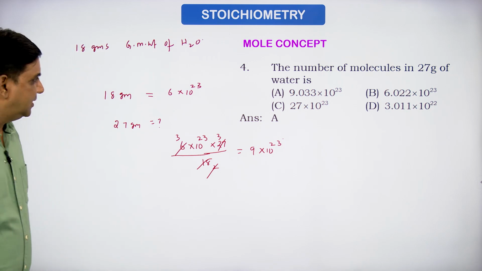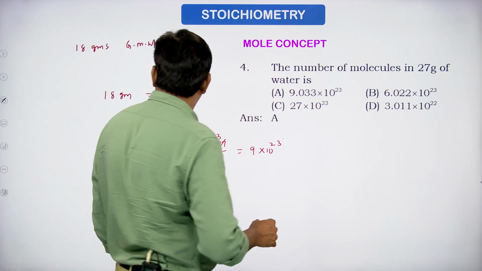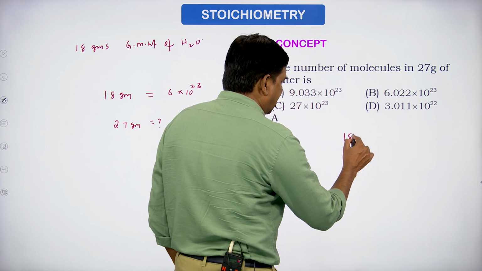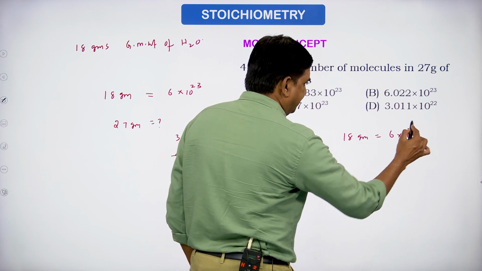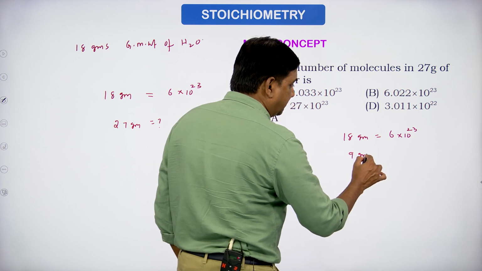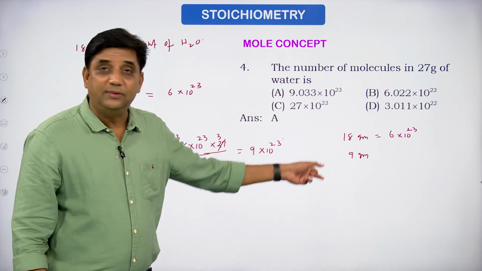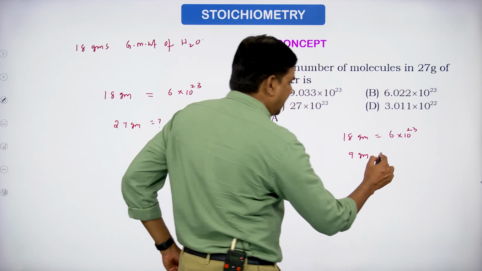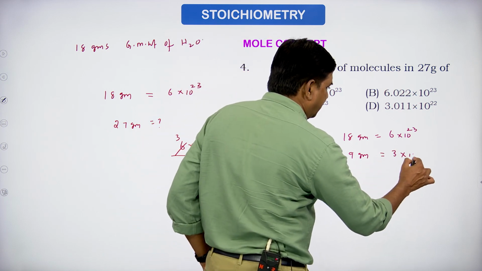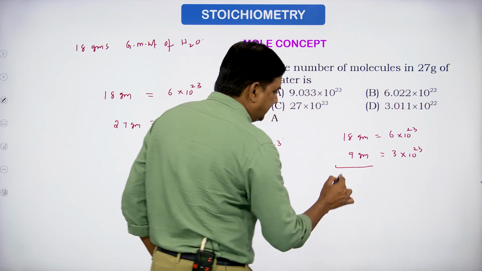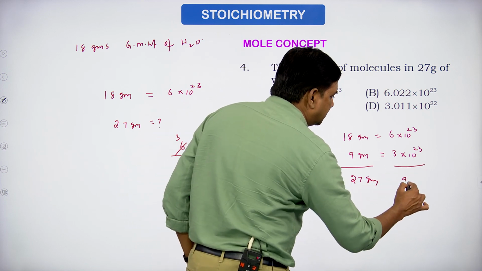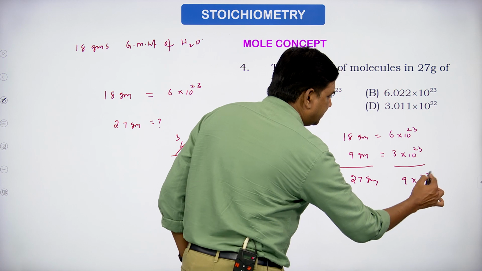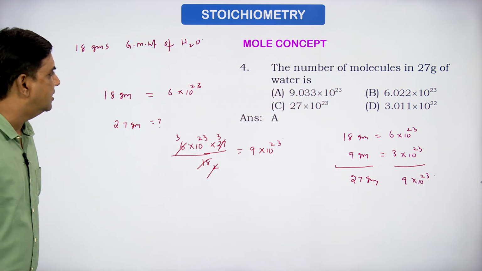You can do it like this, or otherwise a very simple method: 18 grams contains 6 into 10 power 23, and 9 grams, half of this, you make half this side, half that side, is equal to 3 into 10 power 23. And if you add this, it becomes 27 grams, and if you add this, it becomes 9 into 10 power 23. That's it. So, the answer would be A.